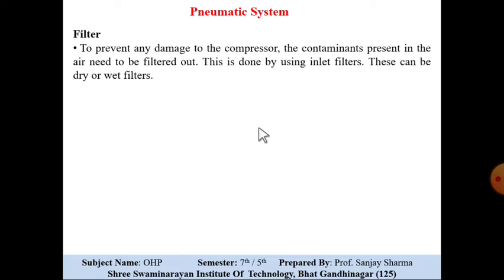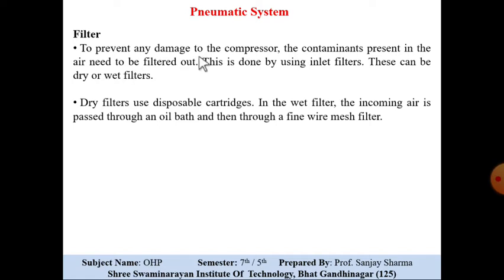Now what do you mean by filter? To prevent any damage to the compressor, the contaminants present in the air need to be filtered out. This is done by using an inlet filter, and this can be a dry or wet filter. Filter can be of dry type or wet type, it depends on the manufacturer. Dry filter uses a disposable cartridge.